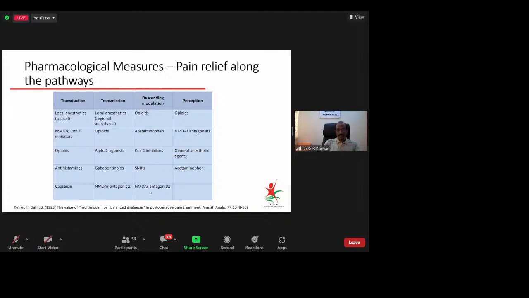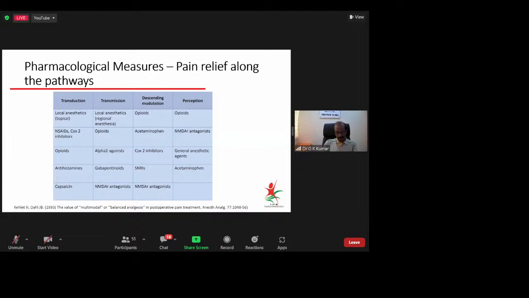suffering. And descending modulation, I said, enhances the descending modulation: opioids, acetaminophen, COX-2 inhibitors, SNRIs, NMDA antagonists, and the perception level. These are all the drugs acting there. That is why we select one drug at each level. Of course, the local anesthetics act at this level, the opioids act at this level. If you combine local anesthetics and opioids, you will almost achieve all the levels. And if you add one more, an NMDA antagonist, you can pick one at each level.